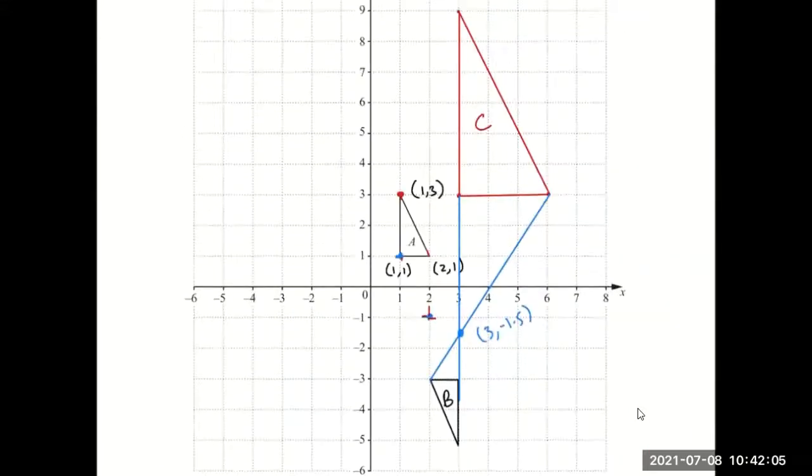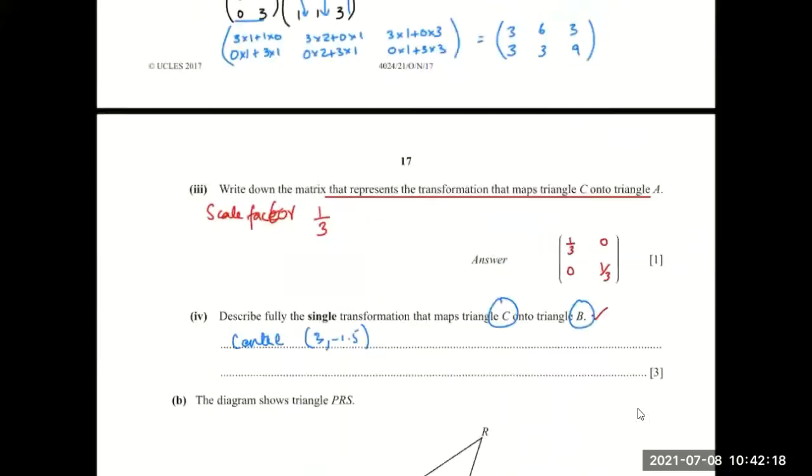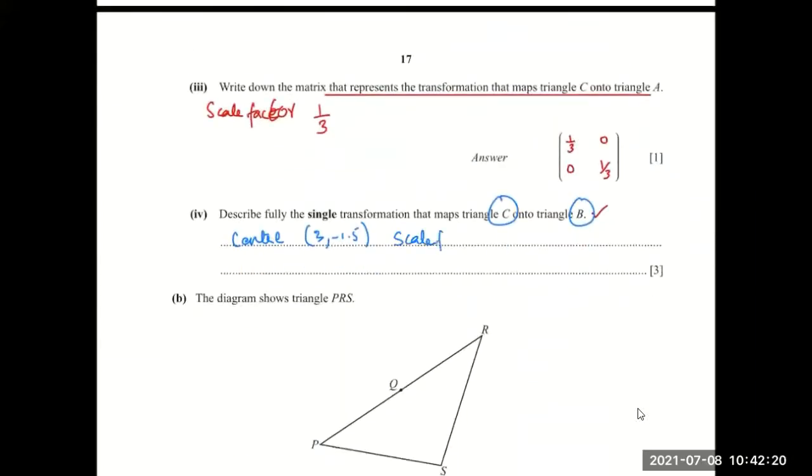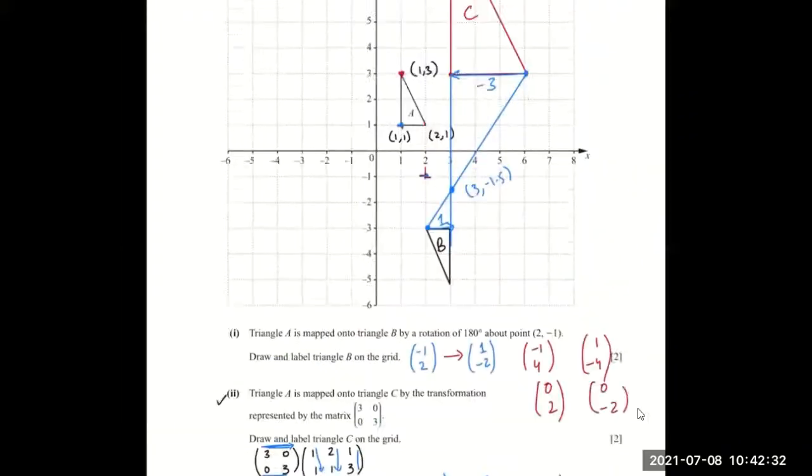So the length of the image is 1 and the length of the object is minus 3. So I'm going to say that the scale factor is 1 over minus 3, which is minus 1/3. And I have to say that this is an enlargement. Okay, does that make sense? Any questions?